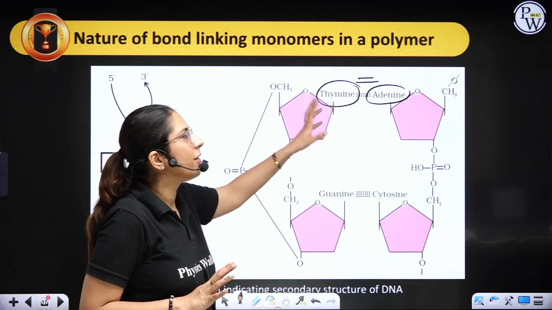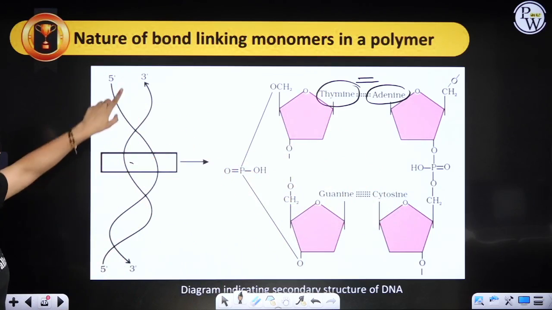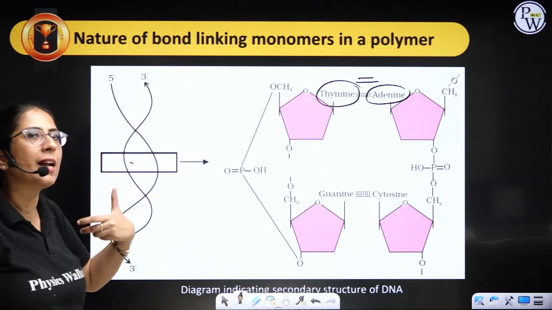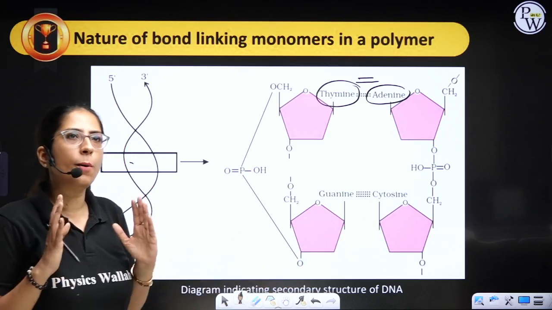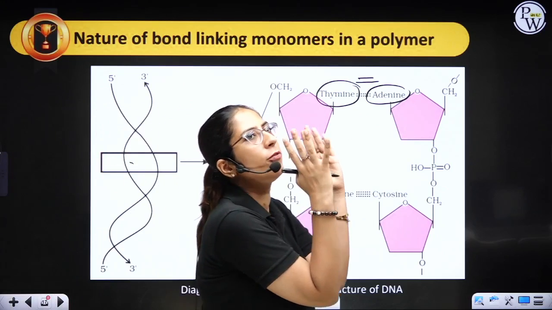So they have reverse polarity. On one strand you will find 5' to 3'. On the next strand you will find 3' to 5'. So basically they are not parallel, they are anti-parallel to each other. So the bond which is present in them, what is that? That is the hydrogen bond. The hydrogen bond keeps both of them together.